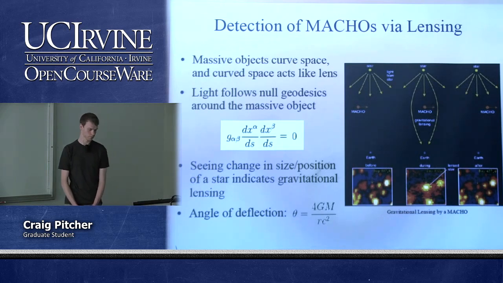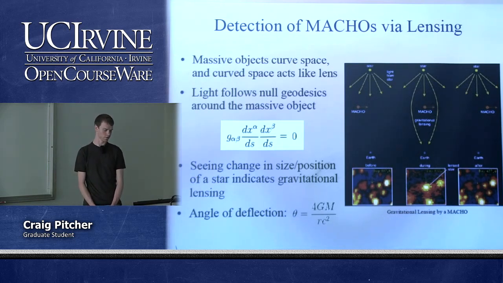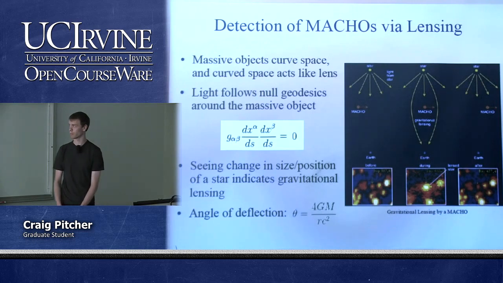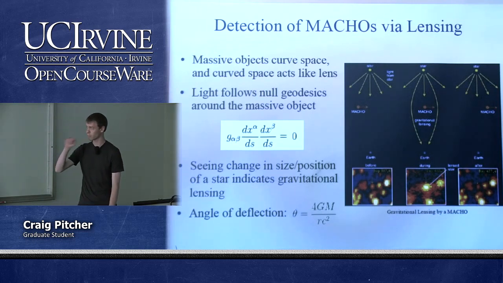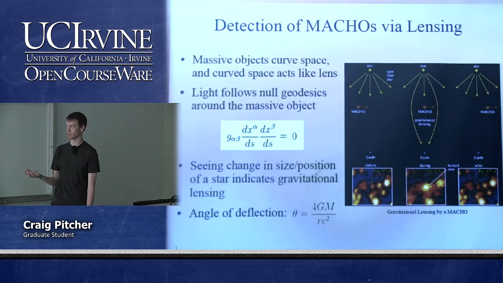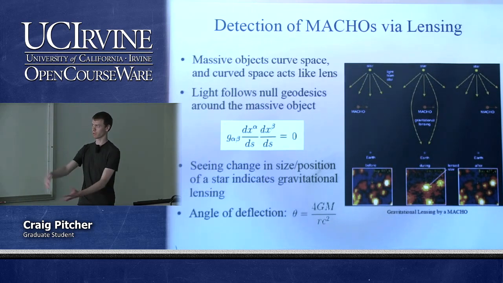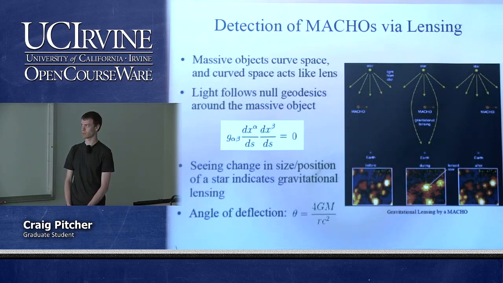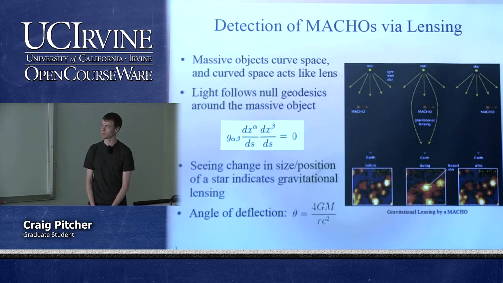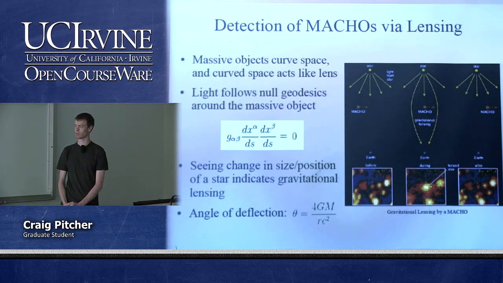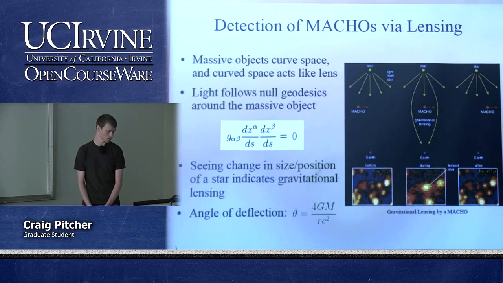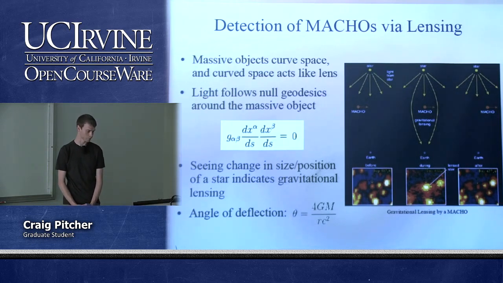We know that massive objects will curve space, and this curved space acts like a lens for the light. If we look at the picture here, the middle picture is when a MACHO object has passed in front of a star, and so the light sort of spreads out around it, becomes much more spread out. I think this is called microlensing. These events are fairly rare to detect, but nonetheless we know that it's a real phenomenon.